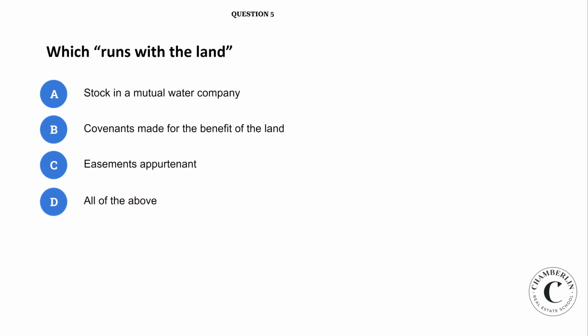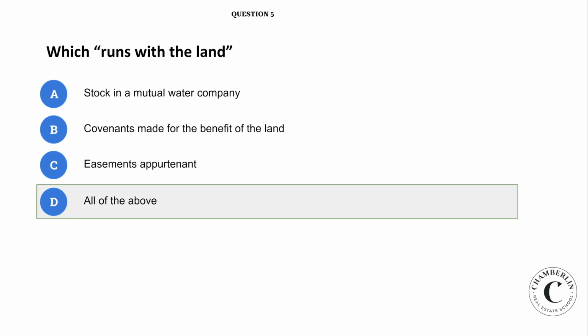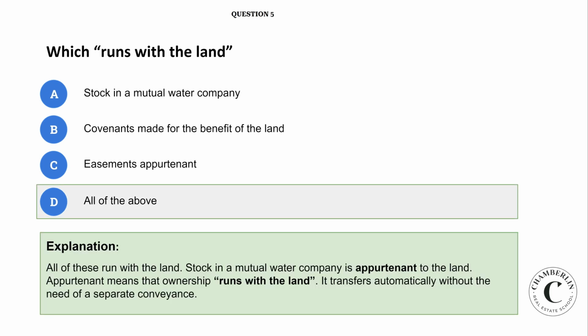Question 5. Which runs with the land? A. Stock in a mutual water company, B. Covenants made for the benefit of the land, C. Easements appurtenant, or D. All of the above. And the answer is D. All of these run with the land. Stock in a mutual water company is appurtenant to the land. Appurtenant means that ownership runs with the land. It transfers automatically without the need of a separate conveyance.